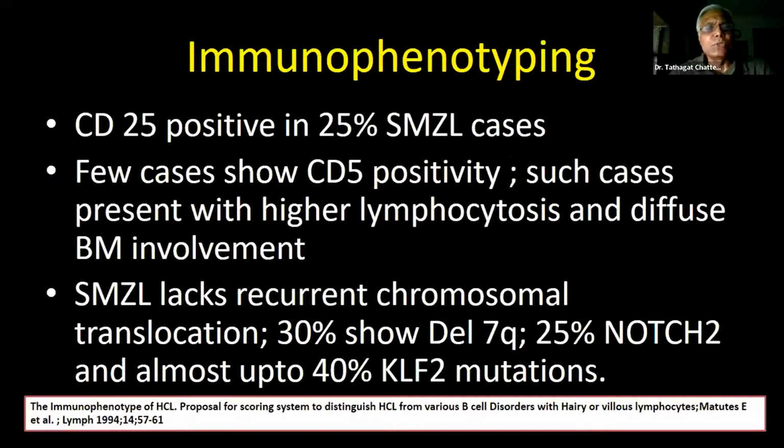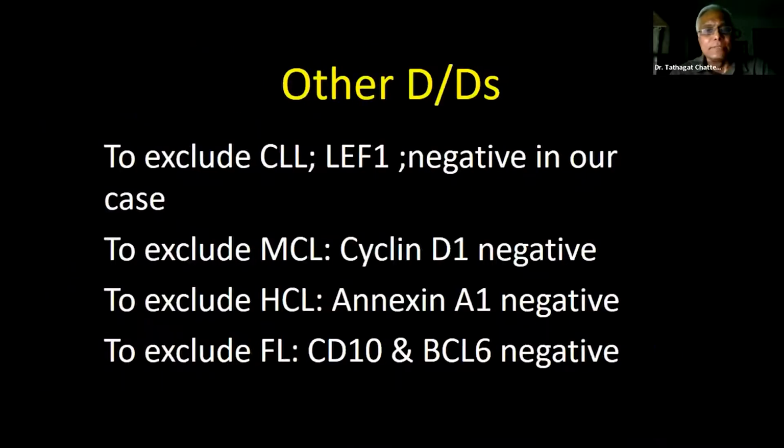25% of SMZL can show CD25 positivity. A few cases may rarely show CD5 positivity. In such cases, higher lymphocytosis and diffuse bone marrow involvement are seen in SMZL, which do not do well. Also, SMZL, unlike other lymphomas, lacks recurrent chromosomal translocation. So these are some of the caveats by which you can identify SMZL.